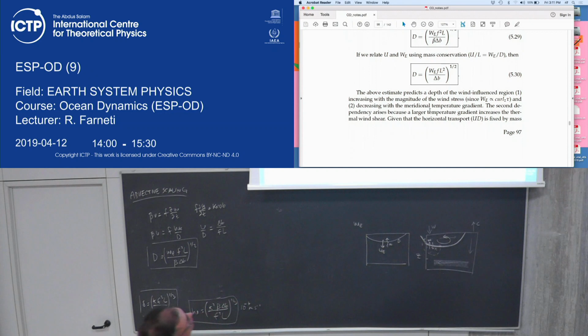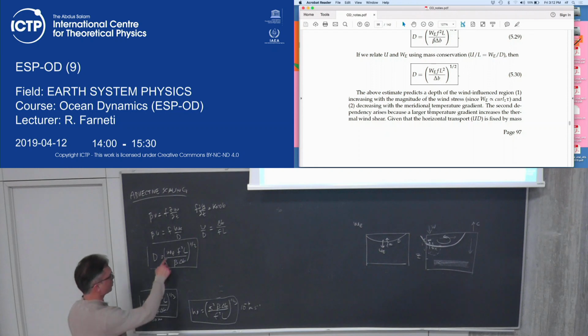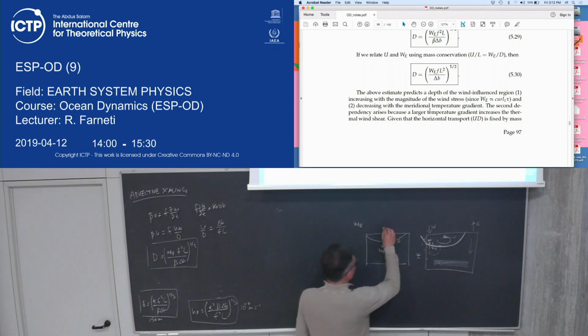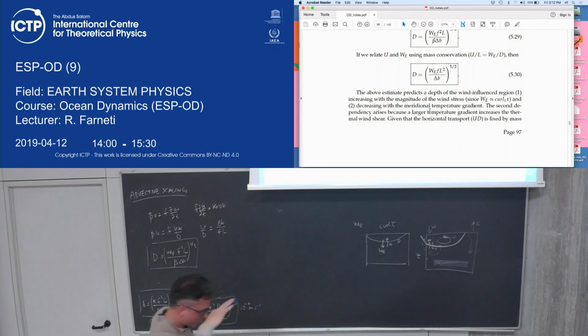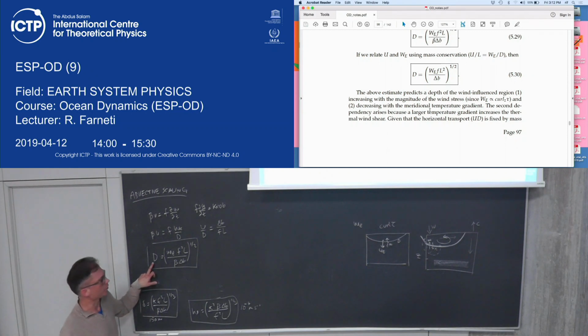So the first one is that D increases with the magnitude of the wind stress, because the Ekman pumping is proportional to the curl of the wind stress. So obviously, the stronger the curl of the wind stress, the larger the Ekman pumping velocity. Okay? And so the larger the Ekman pumping velocity, the more you squish down the isopycnals, and so the deeper it gets, the thermocline.